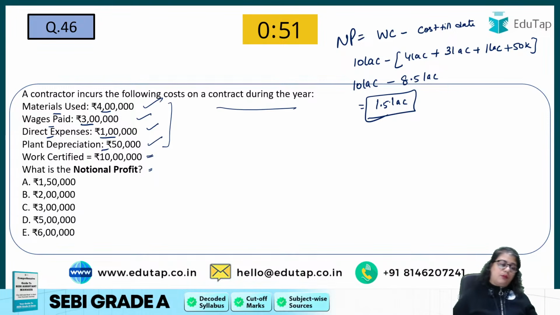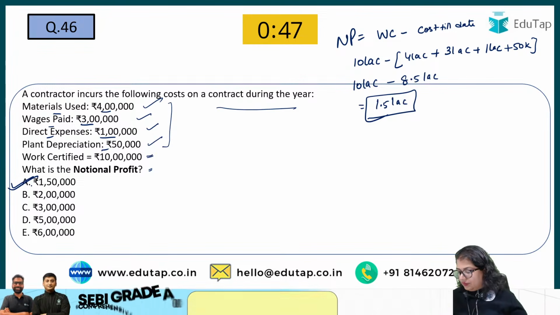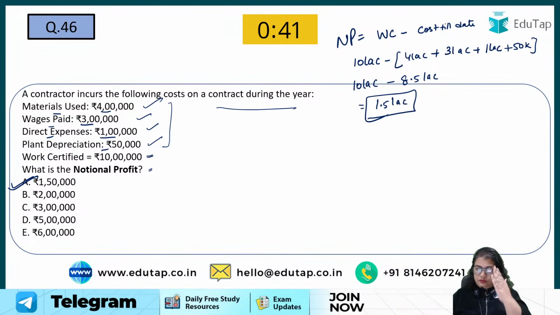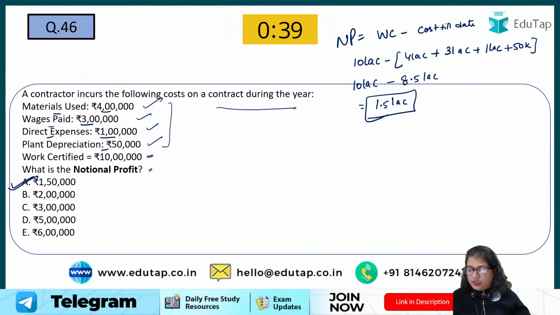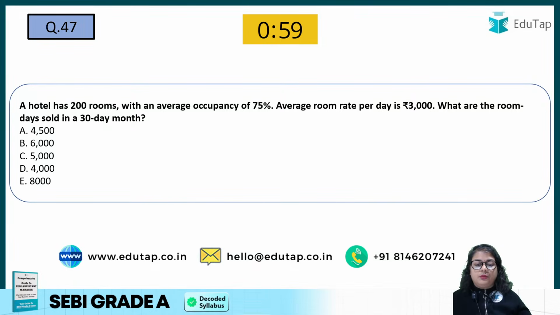So the answer is option A, 1,50,000. Yes, everybody answered it correctly. Someone said 2 lakh also. Why? Depreciation was not included. Depreciation will also be included. Okay, plant depreciation, it is included. So answer is A, 1,50,000. Now, question number 47.